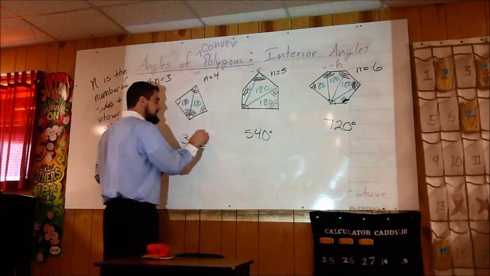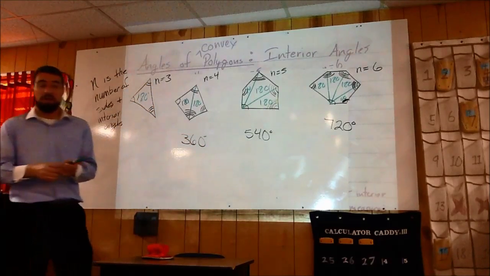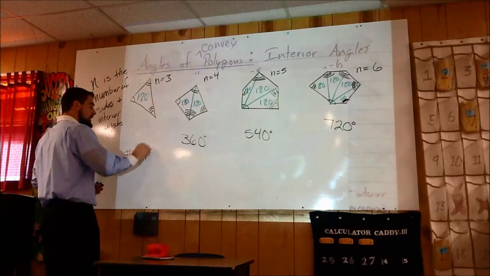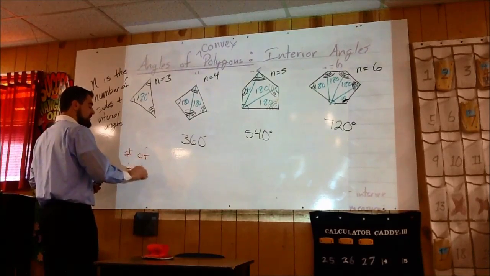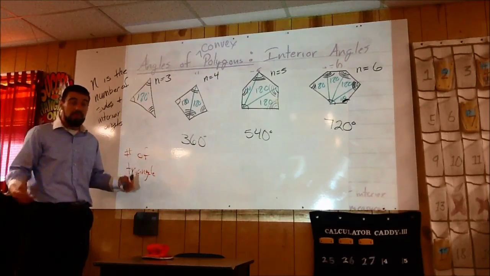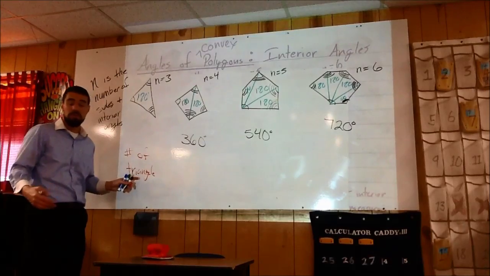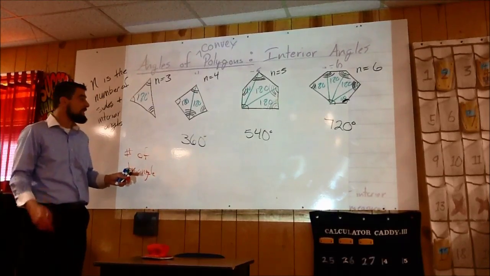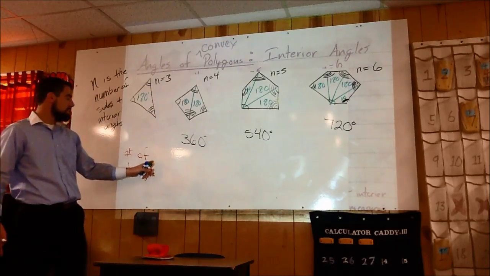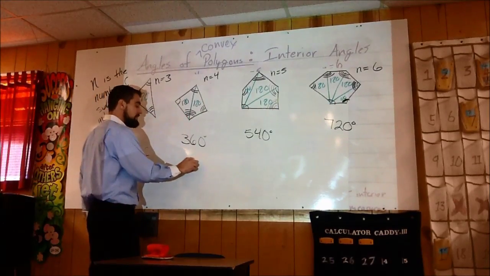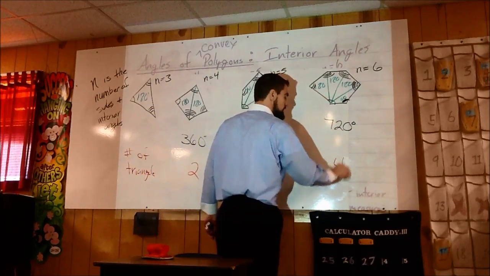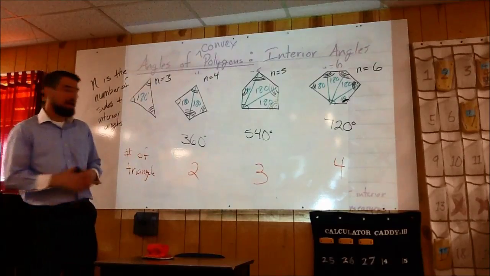So there are a couple of things that we need to realize. First, let's write down what we notice about the number of triangles. In red ink, I'm going to write number of triangles. I've written 1 underneath the triangle because obviously there's 1 triangle in a triangle. But how many triangles go in this quadrilateral? 2. And in this pentagon? 3. And in this hexagon? 4.